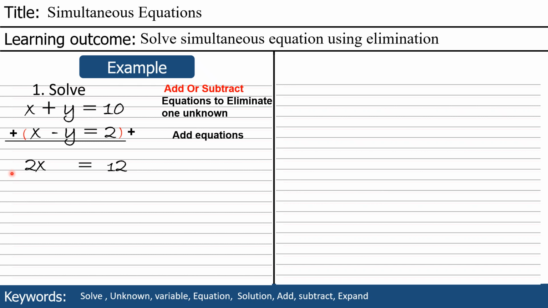And now we're going to solve this equation. The reverse of multiplying by 2 is dividing by 2. So divide the left-hand side of the equation by 2 and divide the right-hand side of the equation by 2. So now we have x equals 12 divided by 2, and that is 6. So x is 6. Now we're going to use 6 to replace x in equation 1.